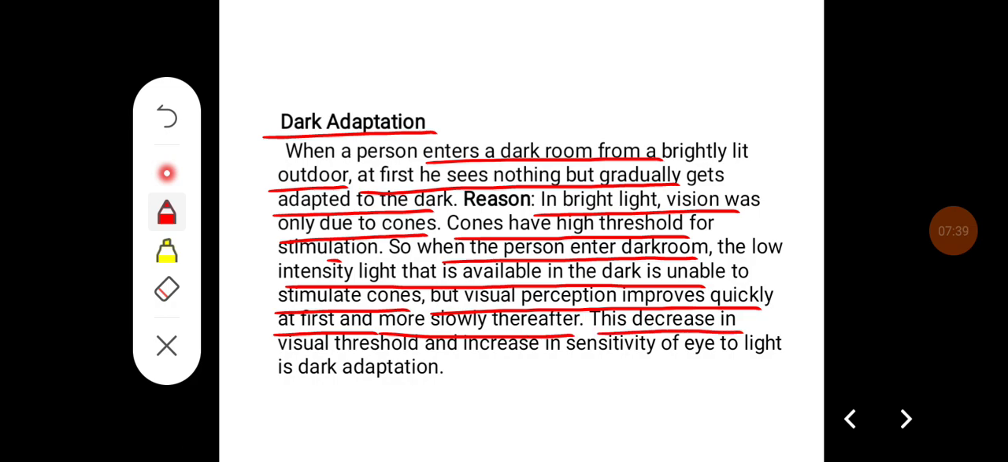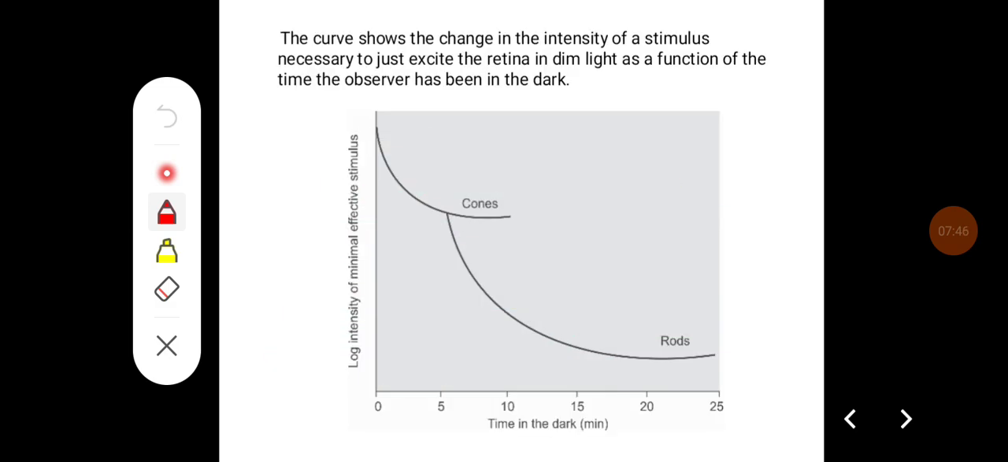So this decrease in the visual threshold and increase in the sensitivity of the eye to the light is called dark adaptation. So here you can see gradually there will be a decrease in the threshold for the cones, which appears first. Then the rods are going to be adapted, and gradually the threshold for activation of the rod is also going to decrease. So that increases the visual acuity in the dark, which takes around 20 to 25 minutes.